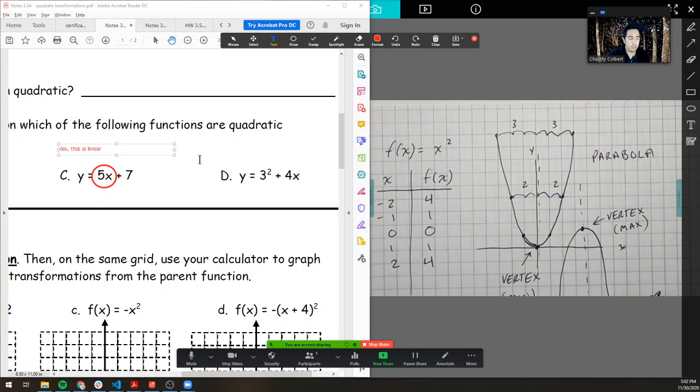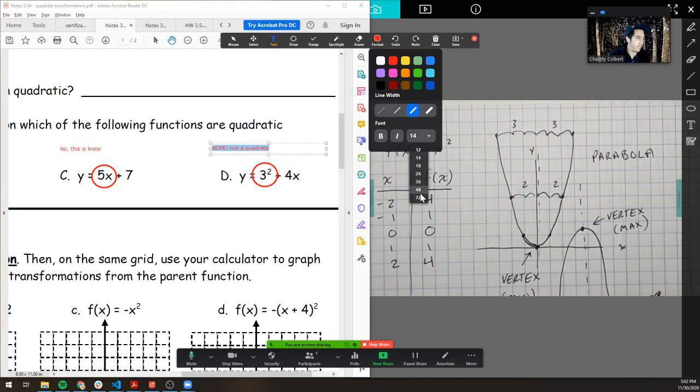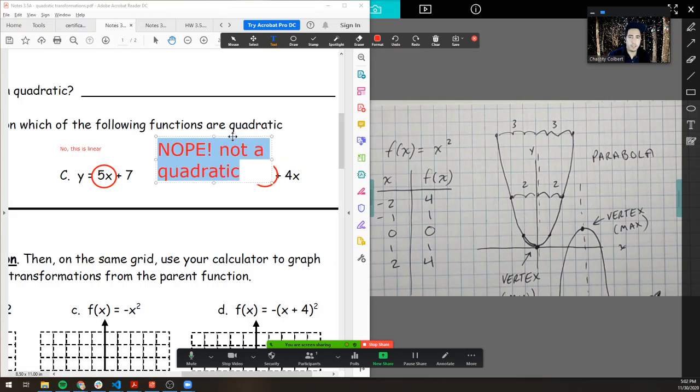So no, not quadratic. Next example, you do have something squared here, but that's 3 squared, which evaluates to 9. So that's not a variable. That's just a constant being squared. So no, that is definitely not a quadratic. I want to make it even more obvious. Neither one of these is quadratic, actually. That's linear, and this is also linear. They're both linear.